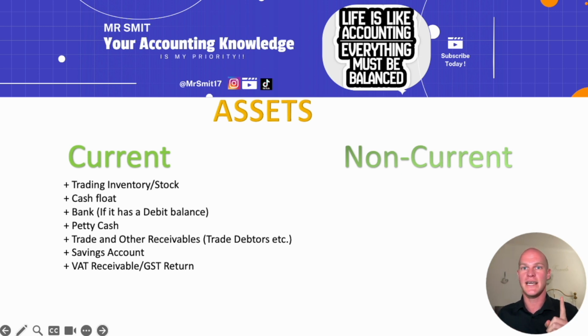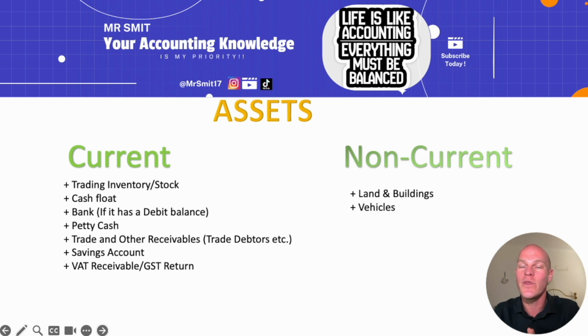Because remember, current assets are assets that last for or have a useful life of less than a year. So we're moving on to non-current assets, which is your land and buildings. They last longer than 1 year. They're an asset to us. So all of the land and buildings, whether it's your office block, your house, whatever, or the land that you've just purchased to build your new dream home, that is a non-current asset because it has a useful life of more than 1 year.